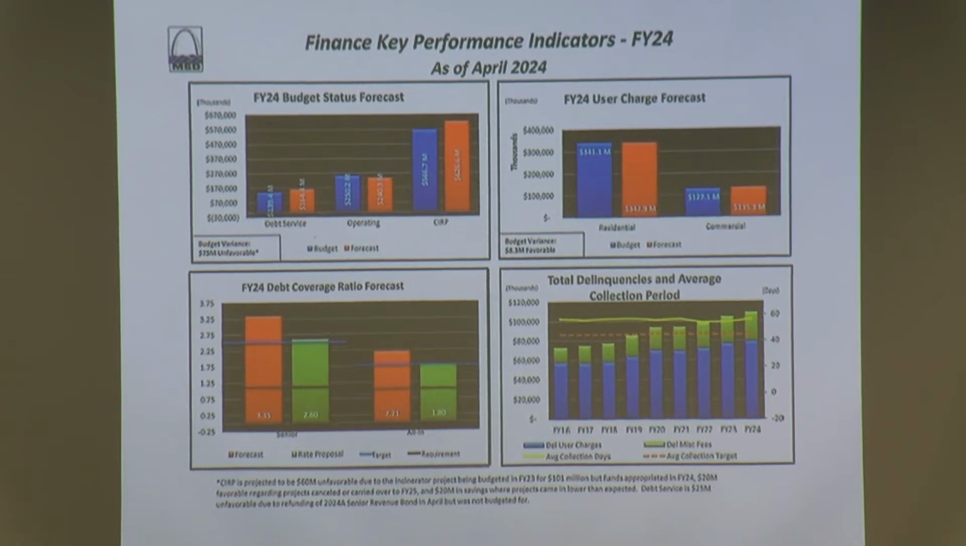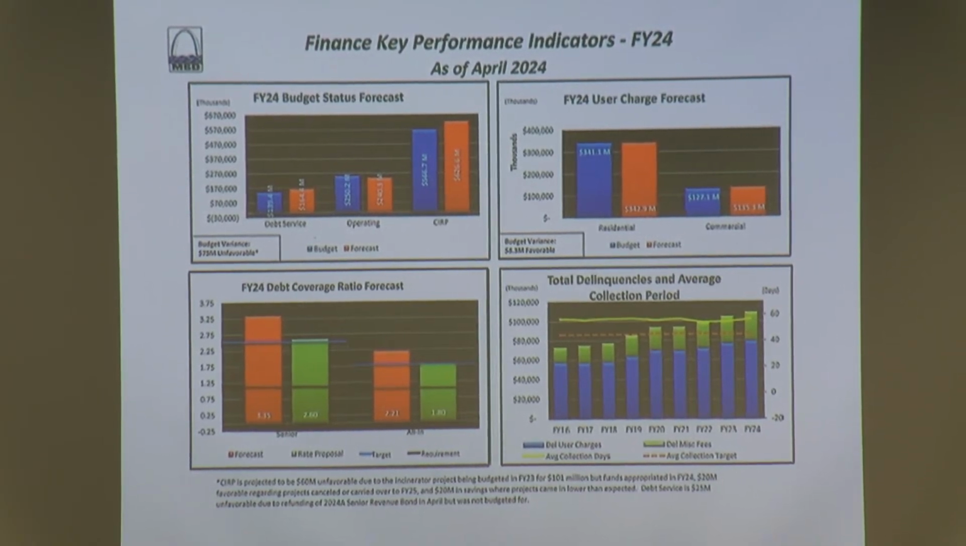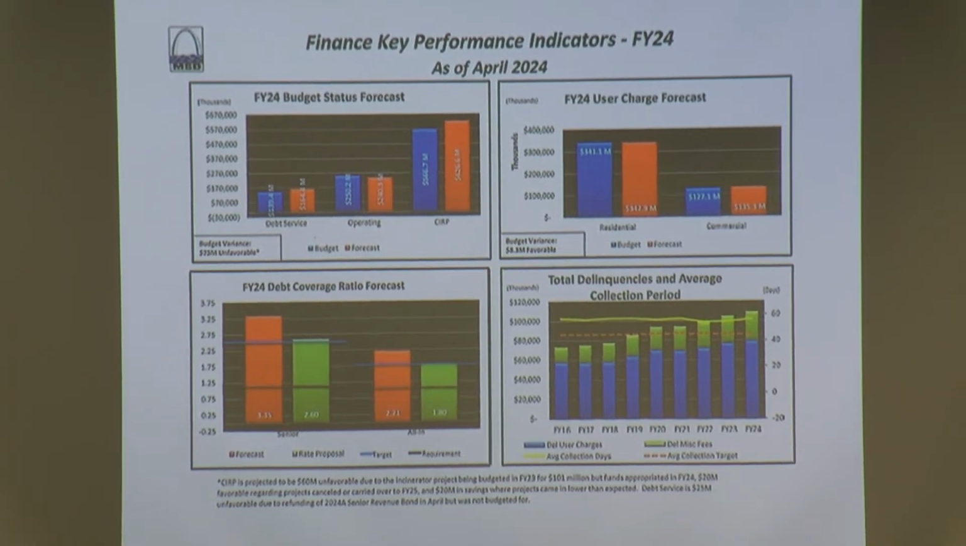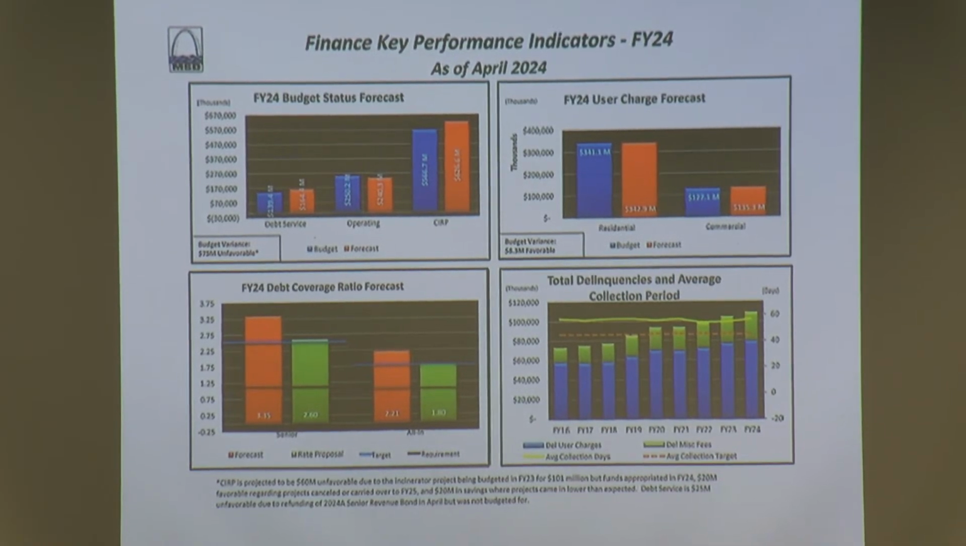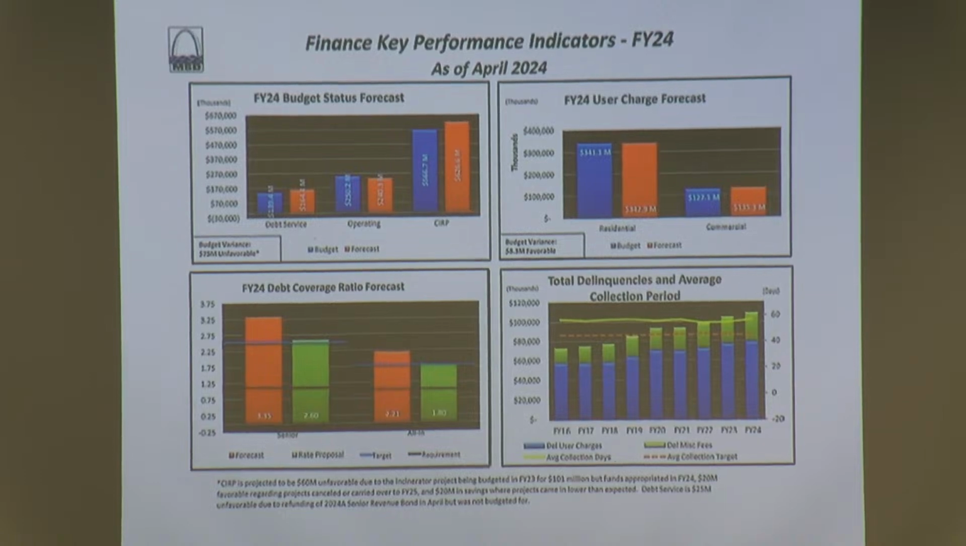Also, if you look at our debt service, budget versus forecast, that's showing a $25 million unfavorable variance. That's a little bit misleading because $25 million of that relates to the refunding that Tim recently brought in. It's a tender offer in which we repurchase bonds. We don't budget for refunding. So when we have to pay that expense, it shows up as an unbudgeted expense.